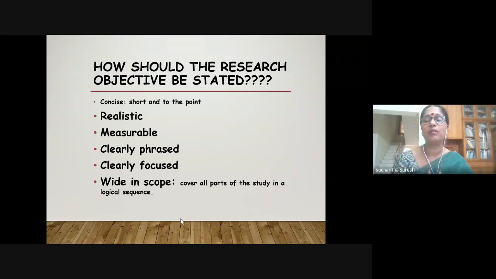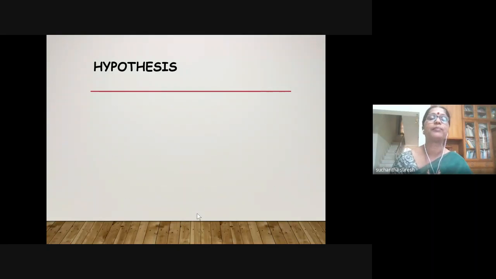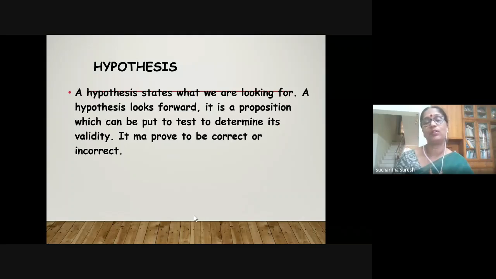Covering all parts of the study means what? What is your study here? The topic of the study. It should cover all your topic, whatever you have taken, in a logical sequence. This is how the research objective should be. Now let us come to hypothesis.